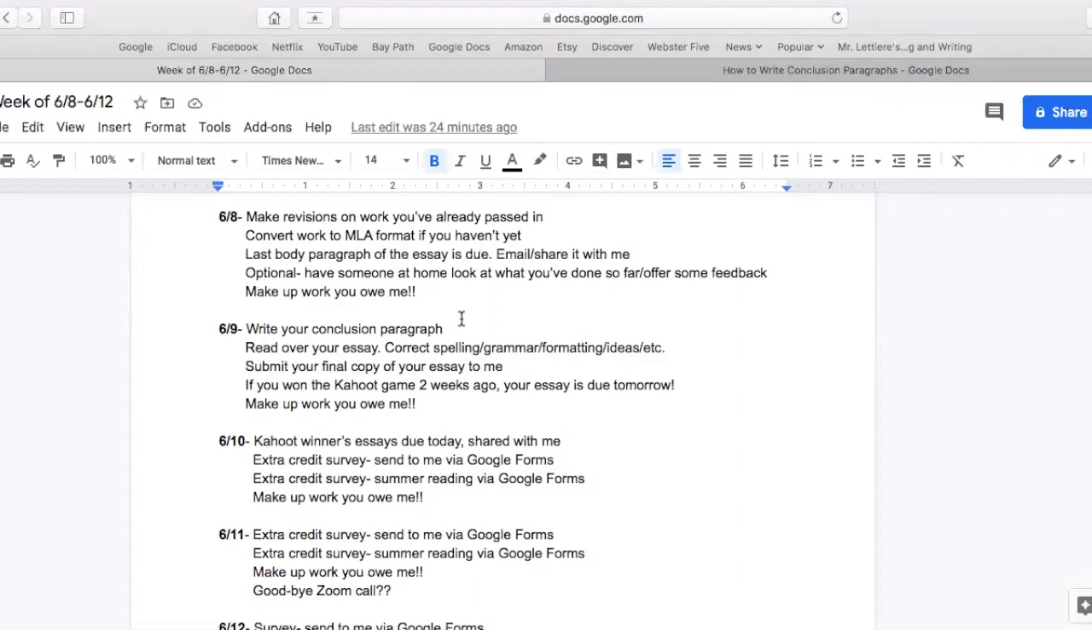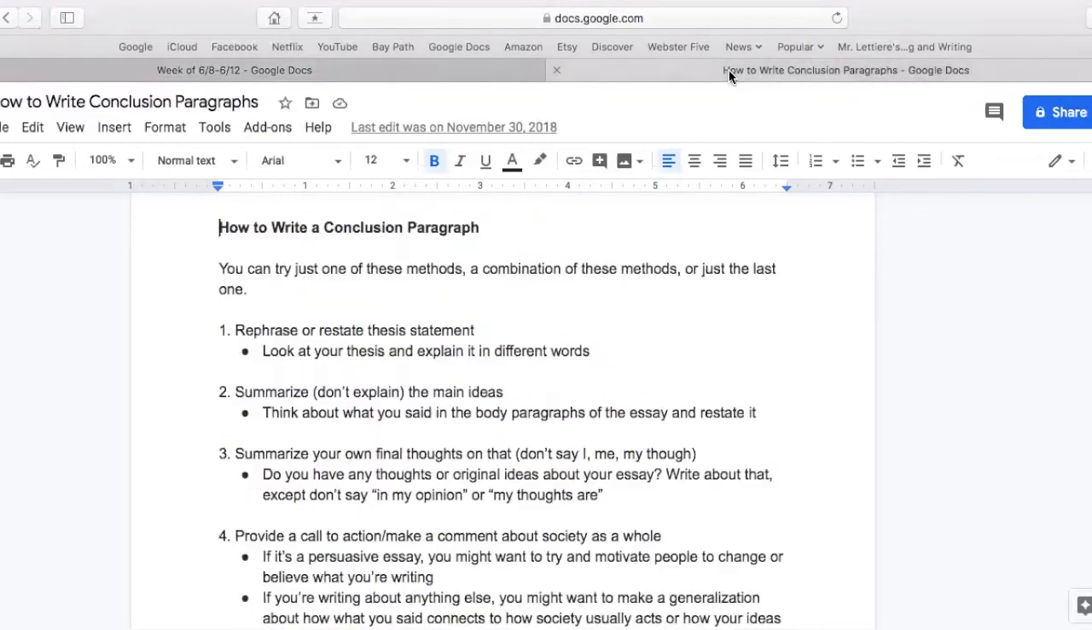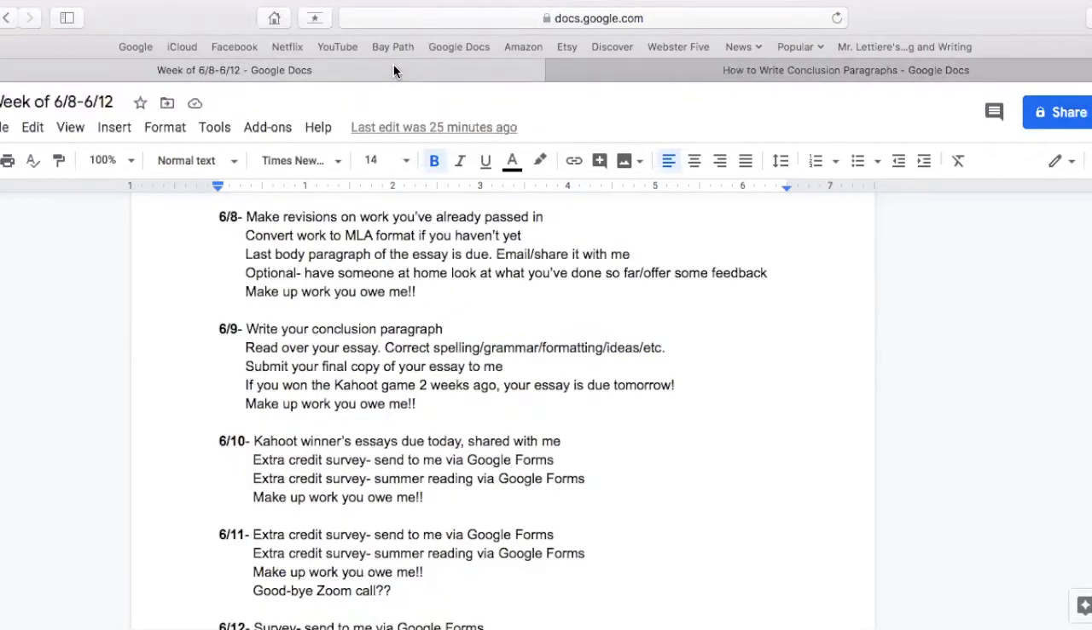Since in college I learned better ways to approach a conclusion paragraph that aren't just explaining exactly what you already wrote, but give you different strategies that can make it a little bit more interesting to write and give you a different perspective. So today we'll go over how to write a conclusion paragraph. We'll give you some tips and some hints.